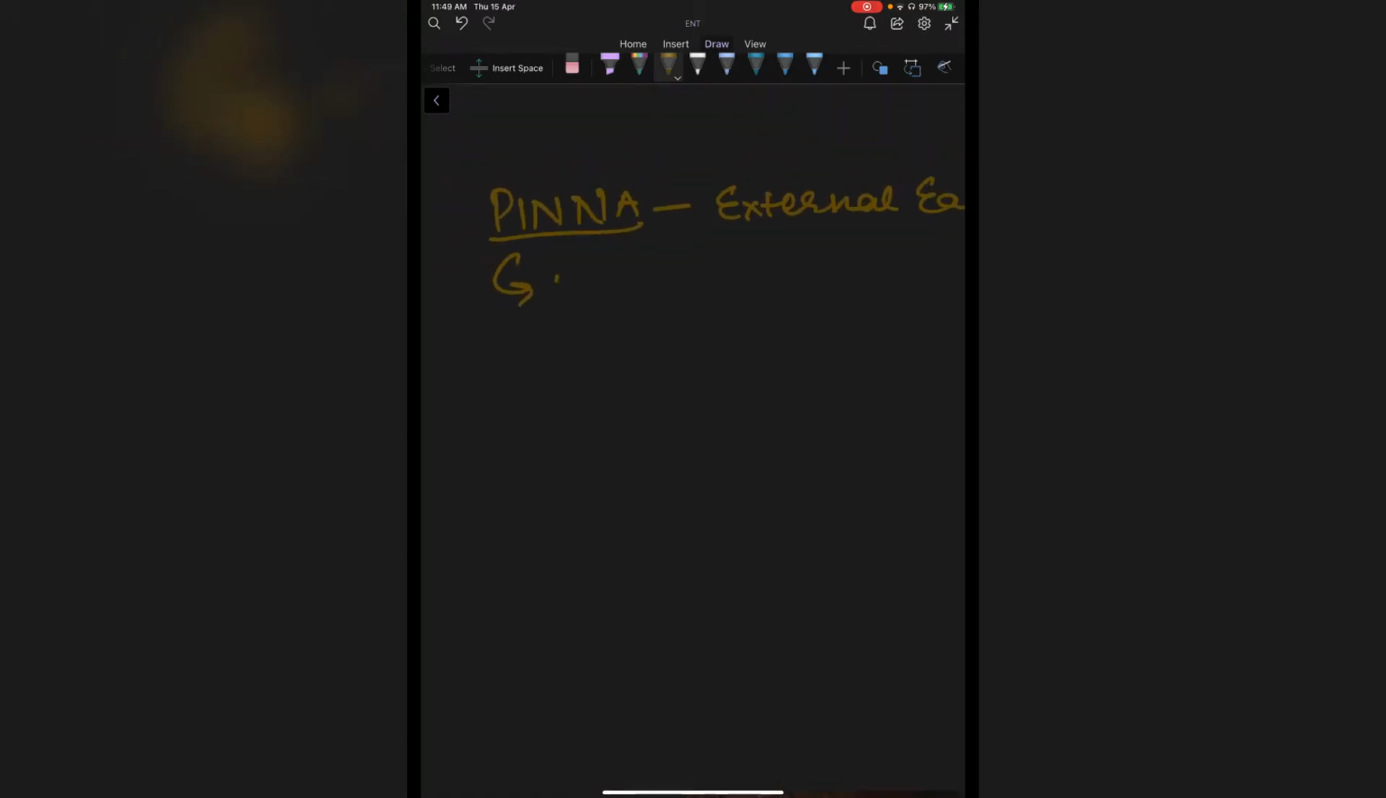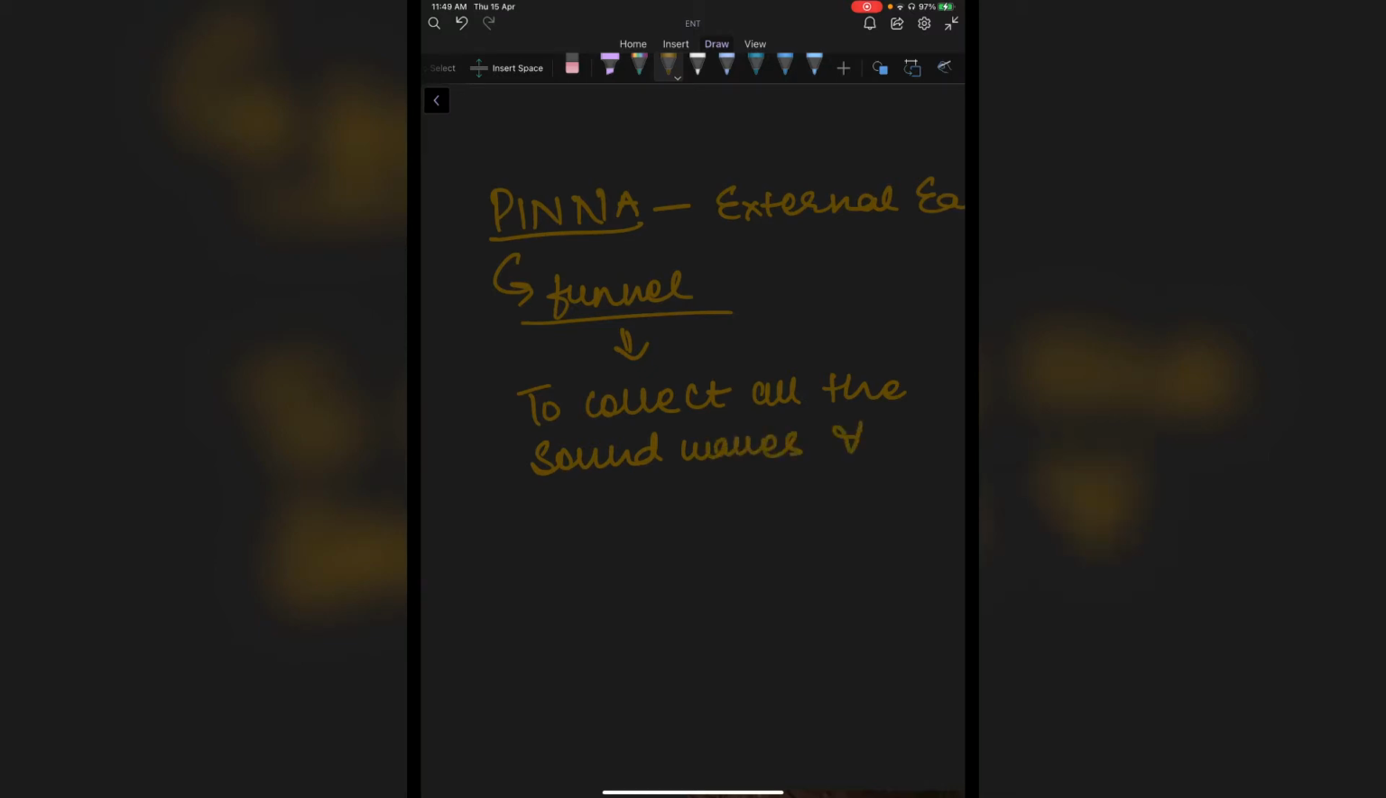Now, what is the function? It acts as a funnel to collect all the sound waves and transmit them to the middle ear.